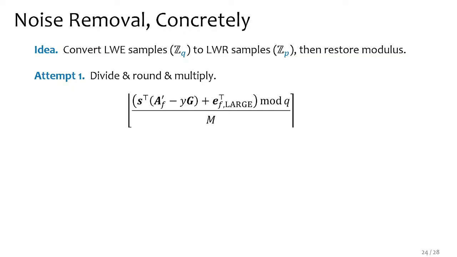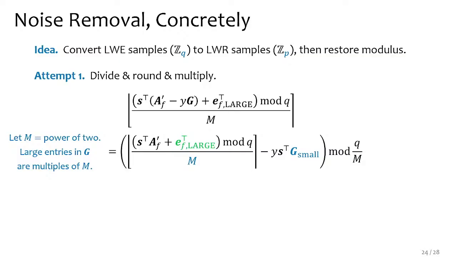Okay, so for the derivation, please bear with me. First, what you have to do is to split this big G out of the rounding. Here we're ignoring the small entries in G, and I will set the m, which is the value I divide by, to be a power of 2. Therefore, most entries of big G are going to be multiples of m. Therefore, you can take them out of the rounding for free because they are integers anyway.